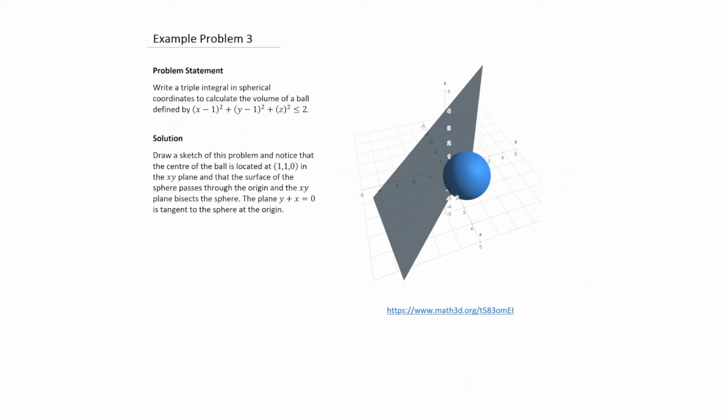And that the surface of the sphere passes through the origin. Well, how do you know that? Well, if you substitute x, y, z equal to 0 in here, then effectively you end up with 2 is less than or equal to 2. And also, we basically know, because it's symmetric, that the xy plane bisects the sphere. And lastly, that the plane y plus x equals 0 is tangent to the sphere at the origin. So this is the plane y plus x equals 0. Here's the sphere. And if you want to look at this and rotate it, you can click on this link and get an interactive version for this problem.